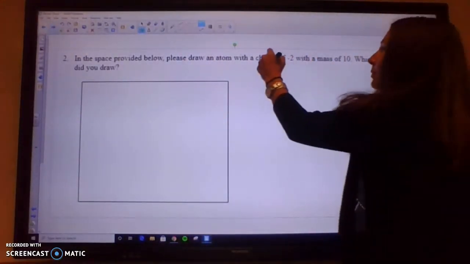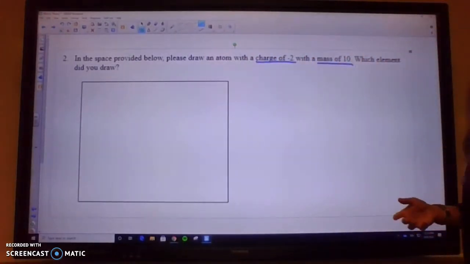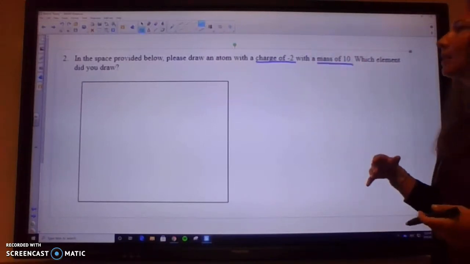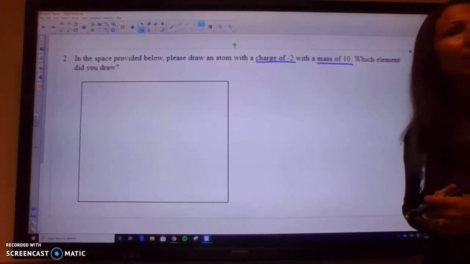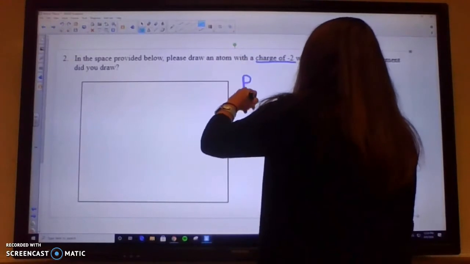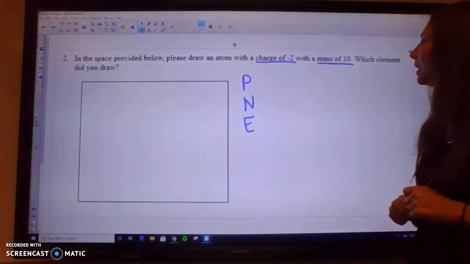All right? Okay, so moving to the next one, this is a very similar question, except now it's asking us to make an atom with a charge of -2. It gives us a mass of 10. Again, we're not given an atomic number, but we can decide that on our own, and it doesn't tell us if it has to be stable or not. So let's see, we're going to have protons, neutrons, electrons.